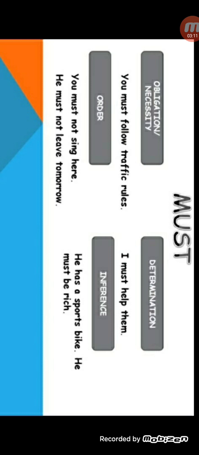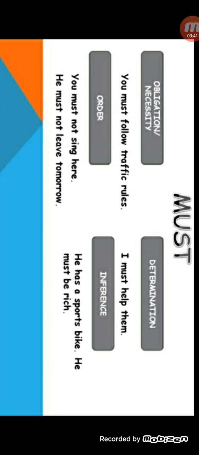So you must follow what? Traffic rules, right? You must follow your parents, what they say. You must obey. So it's an obligation. Determination, very much important. I must help them. You must help your parents. You must help your friends in need. So it's a determination. Order.